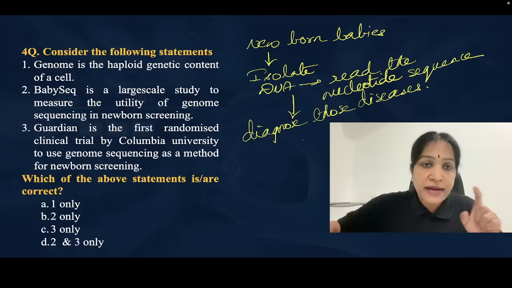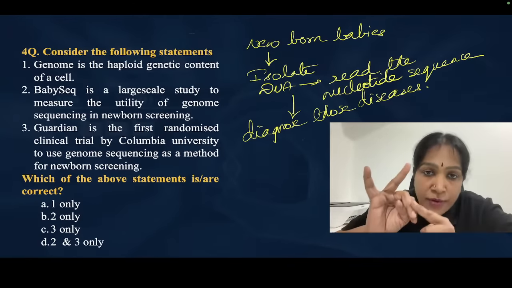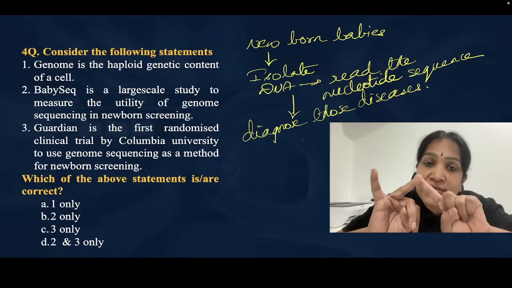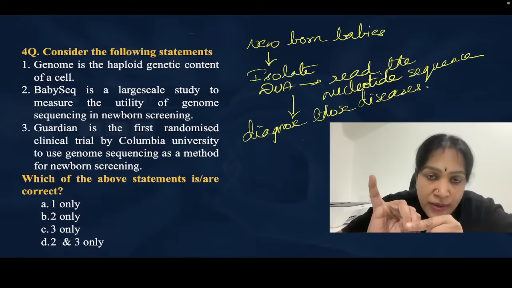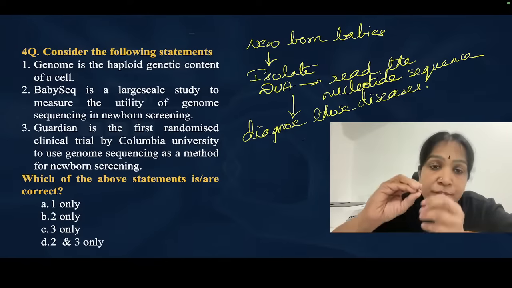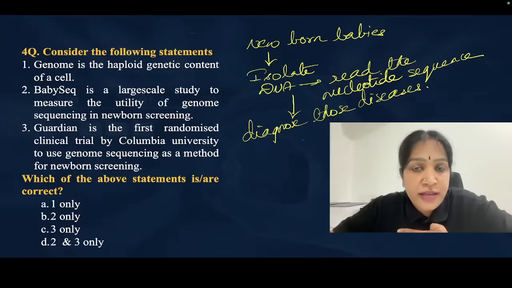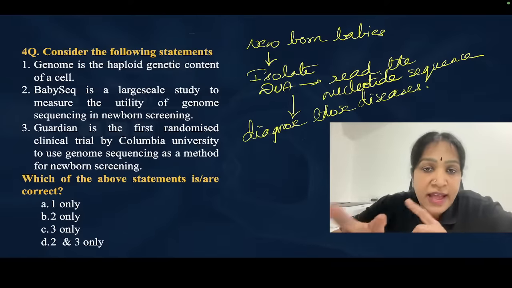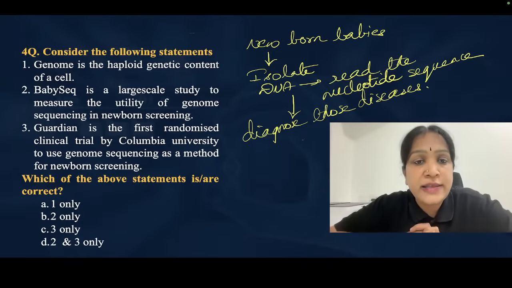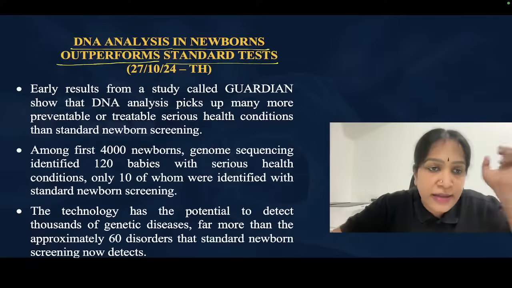I repeat, for the newborn baby, isolate the DNA from that baby, read the nucleotide sequence, and we can identify the mistakes in that DNA sequence. Mistakes in the DNA sequence are nothing but mutations. Mutations cause diseases. For example, at the age of 50 years, whether this individual is going to get cancer or not, you can tell the day the baby is born. This is the advantage of newborn screening.